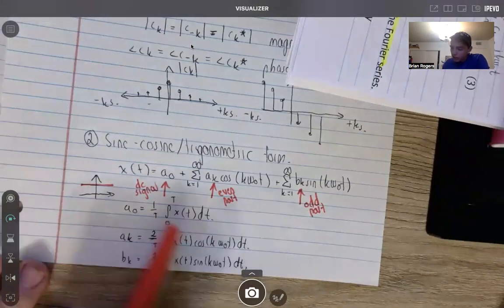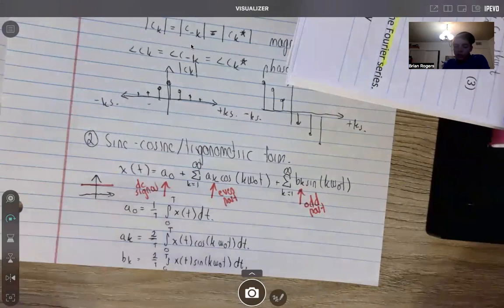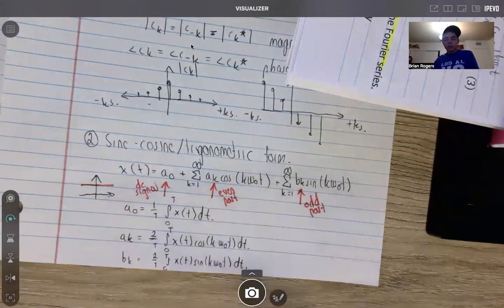And then you're going to get your A of Ks, which correspond to your even signals, and your B of Ks, which correspond to your odd signals. The reason why here it is 2 over T is because it takes into account the positive and negative Ks and then the positive and negative Ks here. So it takes into account both.